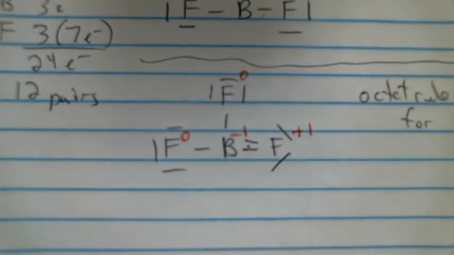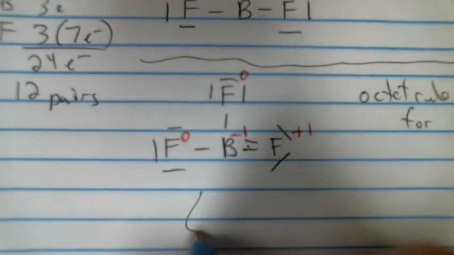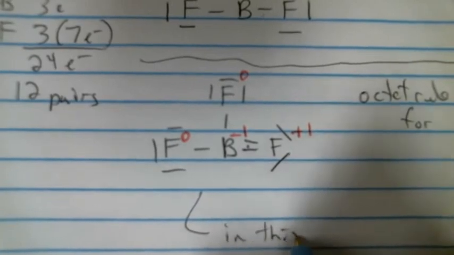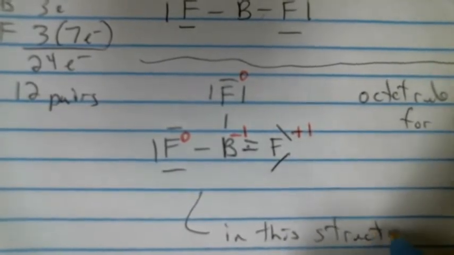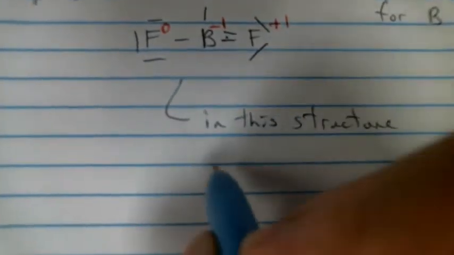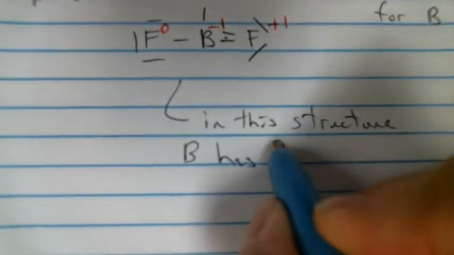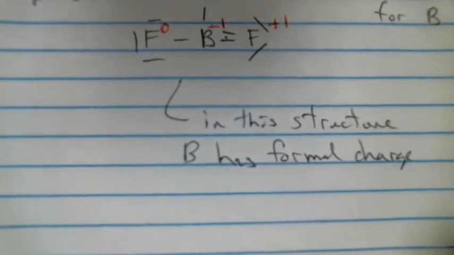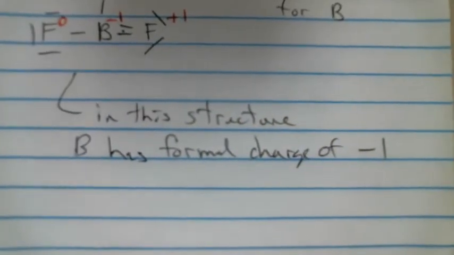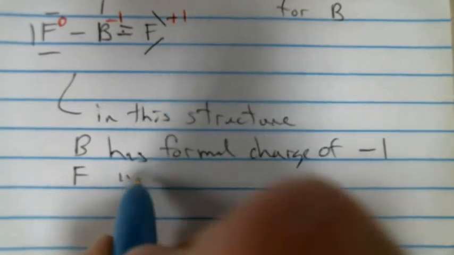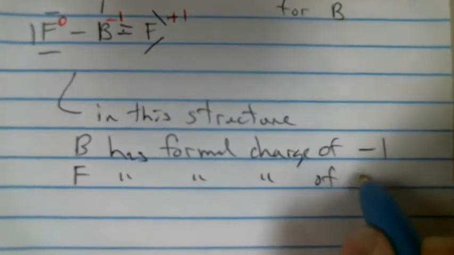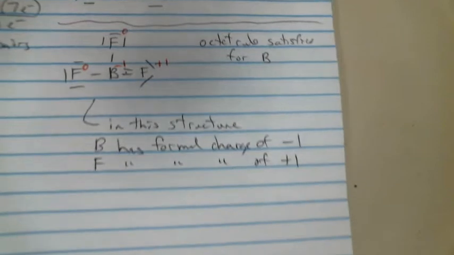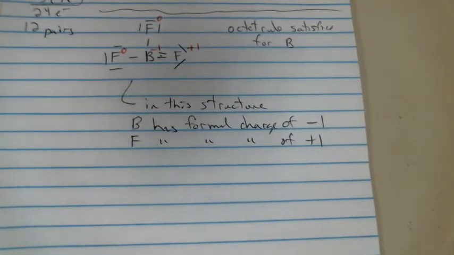All right. So in this structure, I'll write this out so there's no confusion. Boron has a formal charge, not a real charge, but a formal charge, keeping track of charge, of -1. Oops, I forgot I zoomed in. Fluorine has a formal charge of +1. Does that seem reasonable to you?